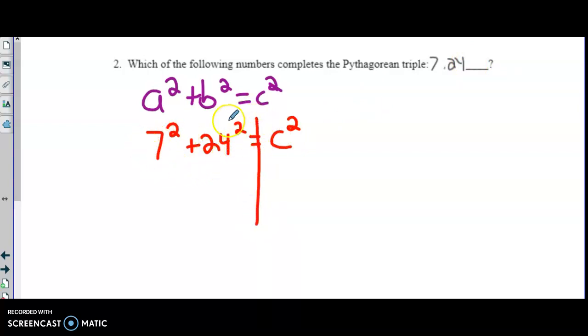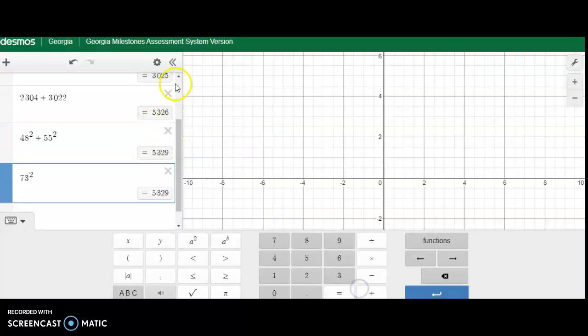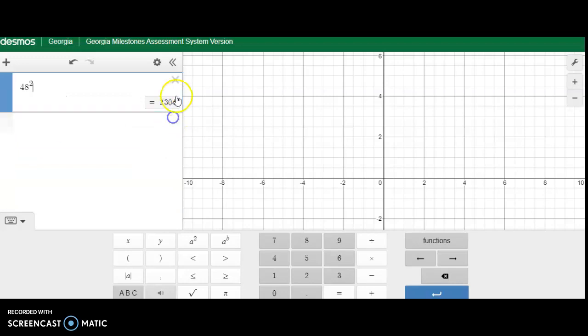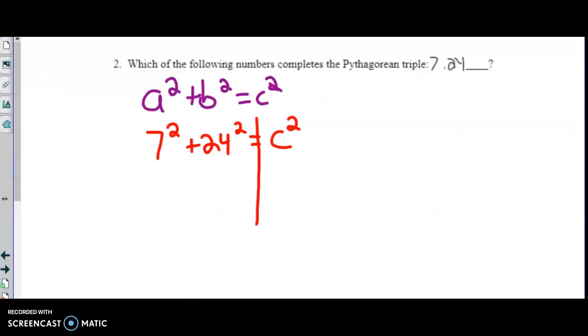Now, since there's no letter on this side, if there was a letter, you couldn't type it in the calculator, but since there's no letter, I'm going to type all of that in one step. So let me clear out all this mess. So I'm going to say 7 squared plus 24 squared, and that equals 625.